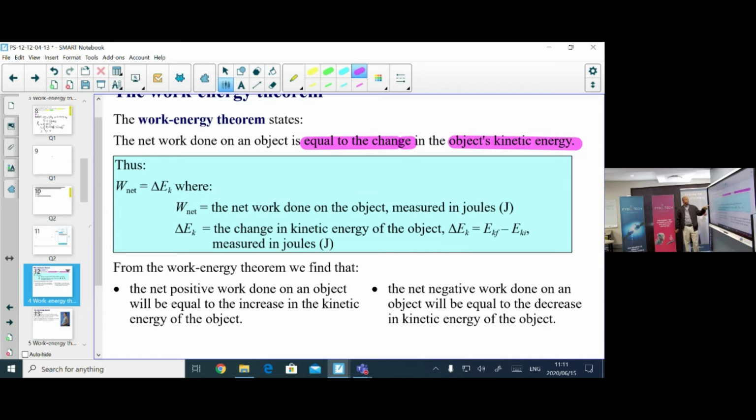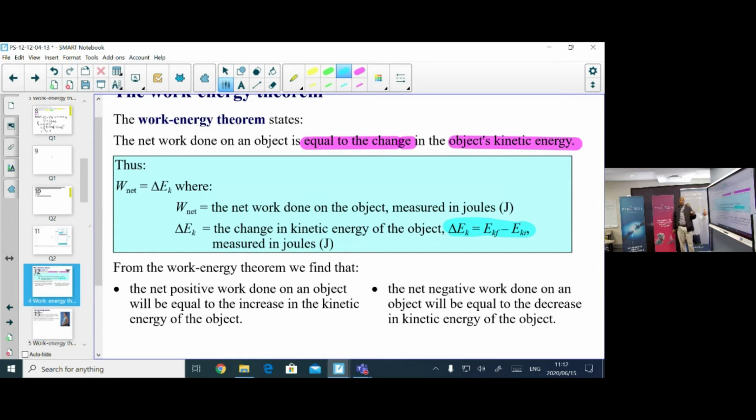I need you to go back to the formula where we have W net is equal to change in EK, where W net is the net work done on the object and is going to be measured in joules. What about the change in EK? That is the change in kinetic energy of an object. Let me show you this. This is the change of kinetic energy, where it's equal to the final kinetic energy minus the initial kinetic energy. If you look at these two, you just find the difference. That is why we have the change in K.